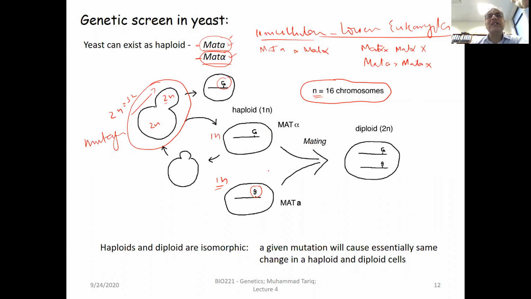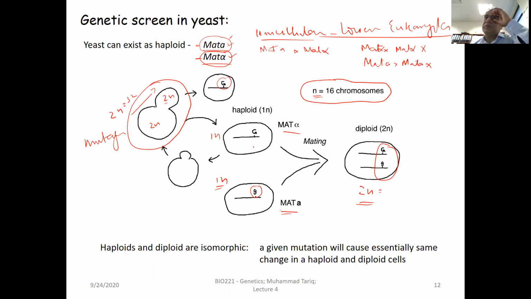This is an asexual one. So we'll say there will be 2 met A types and 2 met alpha types. You can mate them, you can provide the pheromones and mix them together. They will mate and produce again 2N diploid, which is heterozygous.